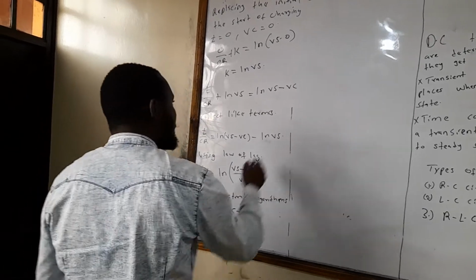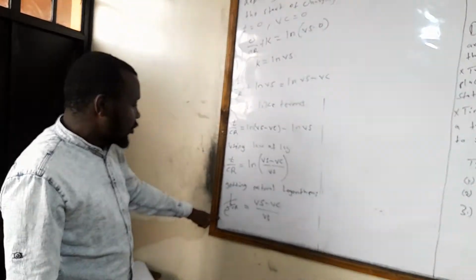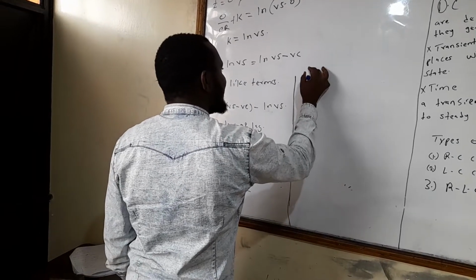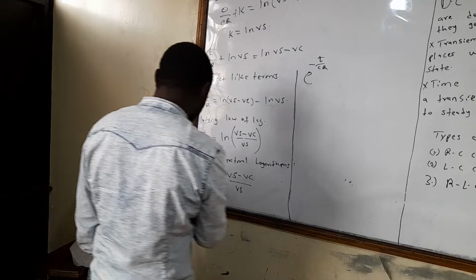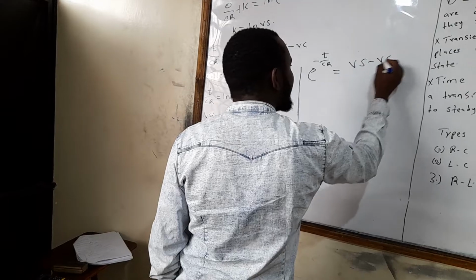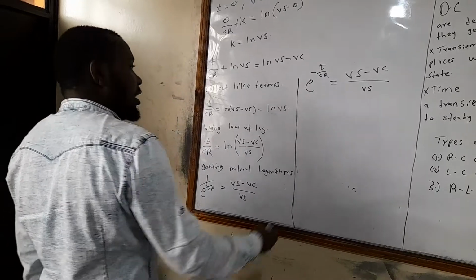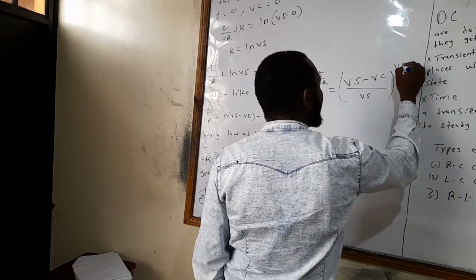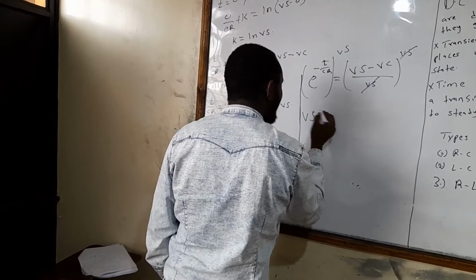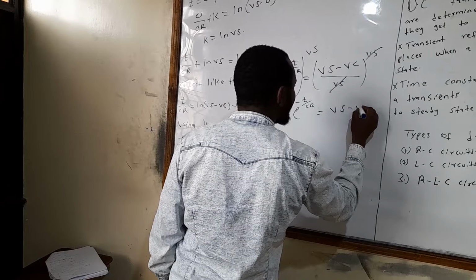Now, of course, we have E. When you use the law of indices, we are going to have E to the negative T over CR is equal to Vs minus Vc divided by Vs. Therefore, we multiply both sides by Vs, so this one and this one goes. Therefore, we have Vs E of negative T over Cr is equal to Vs minus Vc.